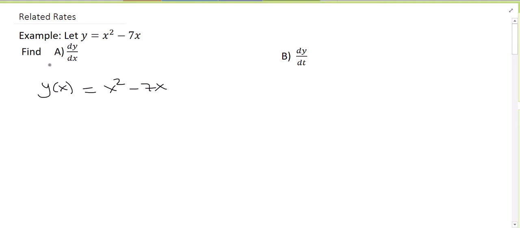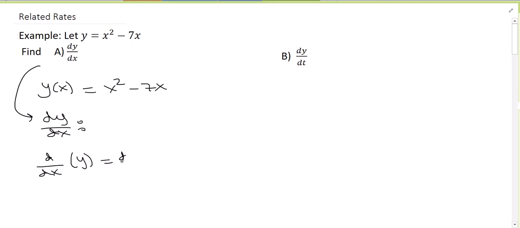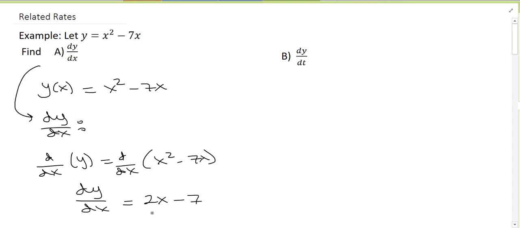So when I ask to find dy dx, that means we're going to take the derivative with respect to x of both sides. And so when we do this, the derivative of y with respect to x is just dy dx, which is what we're looking for. And this is a function of x already, so the derivative of x squared minus 7x will be 2x minus 7. And so this will be our dy dx.